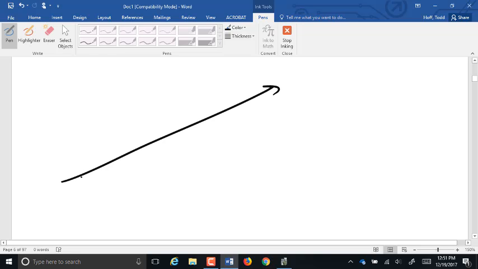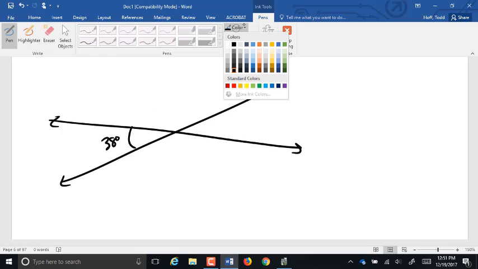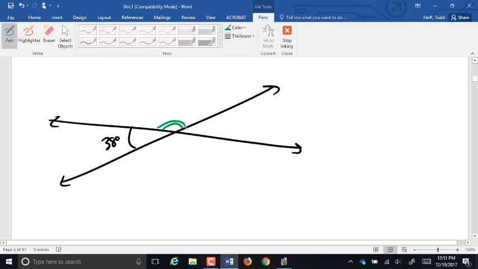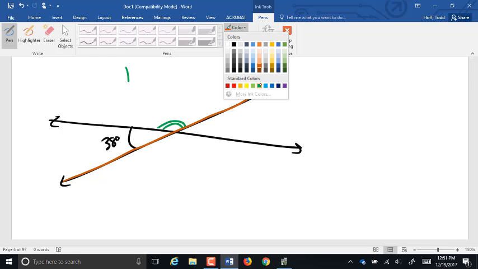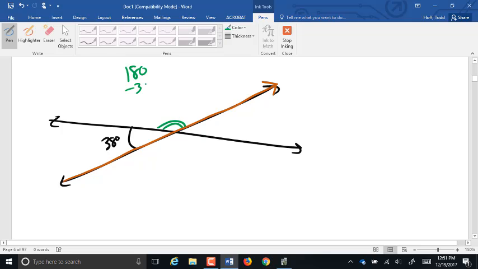Other relationships we can run into based off of that. Let's say I tell you that this angle here is 38 degrees. What's that angle? How would I find that angle there in the green? Well, this across here is a straight line, so those two angles add up to a straight line. So it's 180 minus 38 equals 142 degrees.